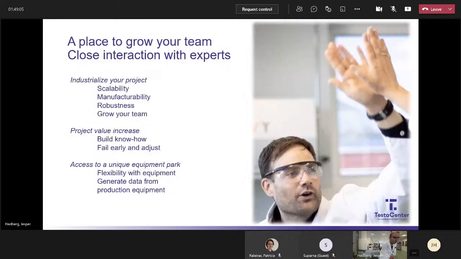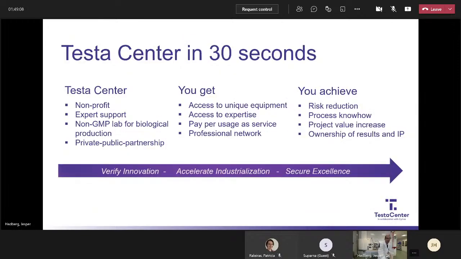And I'll end very shortly with the Testa Center in 30 seconds. So we are non-profit, we provide expert support, and we're a non-GMP lab for biological production. And we're a private-public partnership between the Swedish government and Cytiva. And when you come here, you get access to production equipment, a unique equipment park. You get access to our expertise, and you pay per usage only, so that you don't necessarily need to do the capex for a 500-liter bioreactor, and you get a professional network.